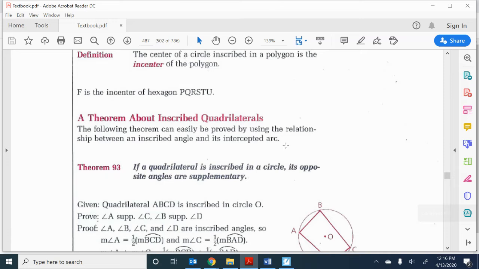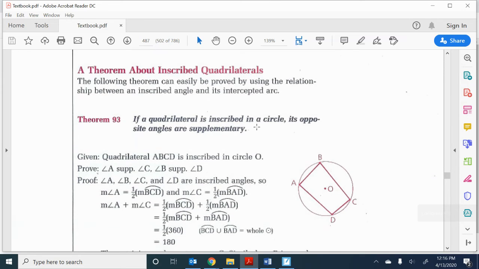Okay, so some theorems. A quadrilateral is inscribed in a circle implies that its opposite angles are supplementary. We saw this already back last week with some of our examples that we did then. So B and D are going to add up to 180 degrees. A and C are going to add up to 180 degrees.